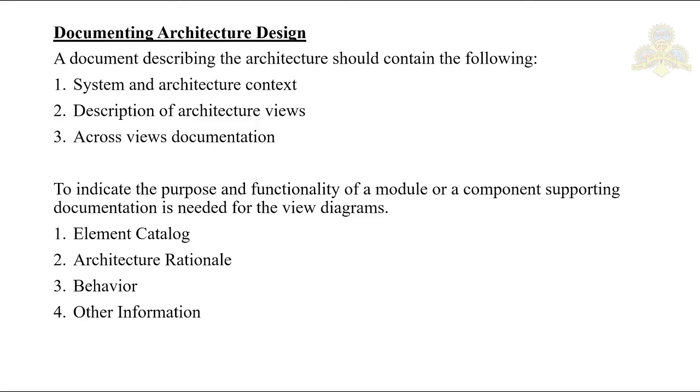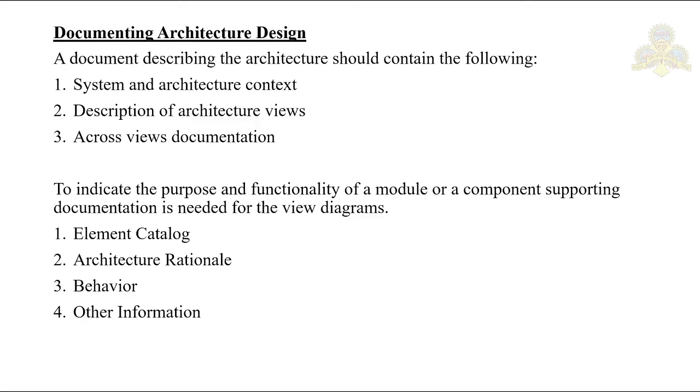What is the element catalog? It provides information about the elements shown in the primary representation of your view. Besides describing the purpose of the element, it should also describe the element's interfaces. All the different interfaces provided by the elements should be defined. Interfaces should have a unique identity, and the specification should give both syntactic and semantic information. Syntactic information is, for example, signatures, which describe all the data items involved in the interface and their types. Semantic information is what the interface does. It should also describe the error conditions. If an error occurs while the interface is communicating, what should be done? Even that should be present in your element catalog.